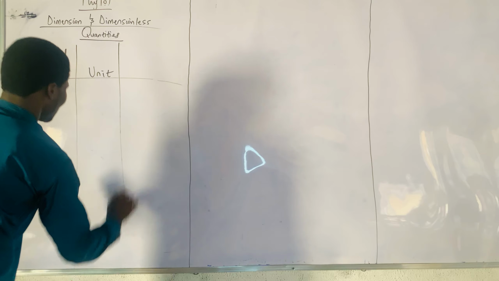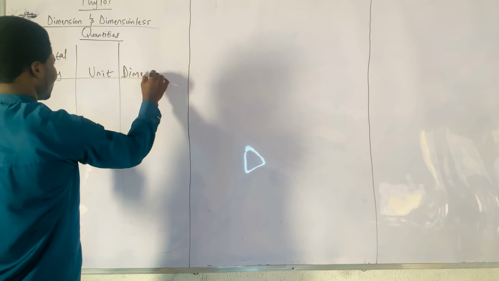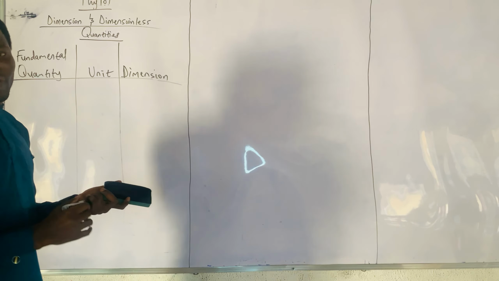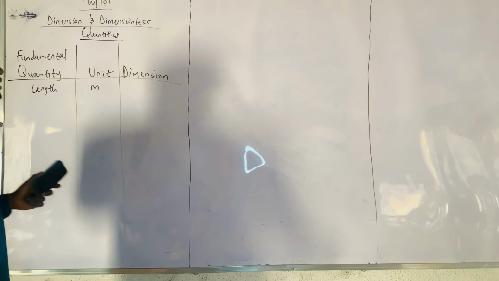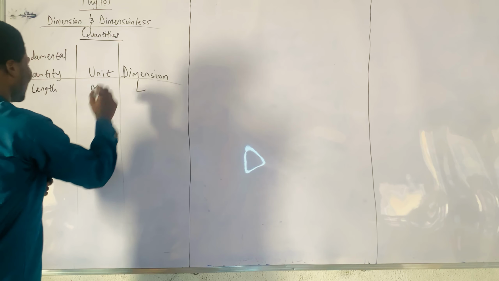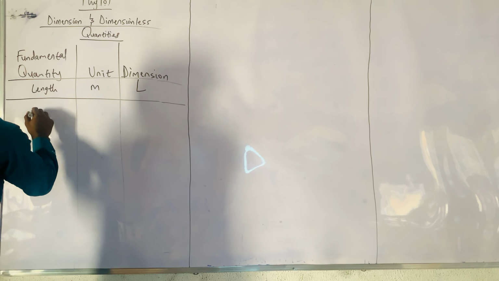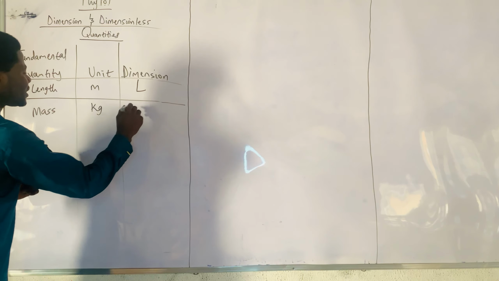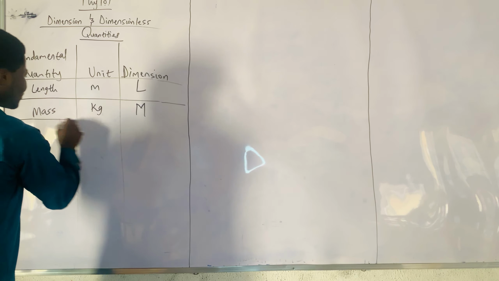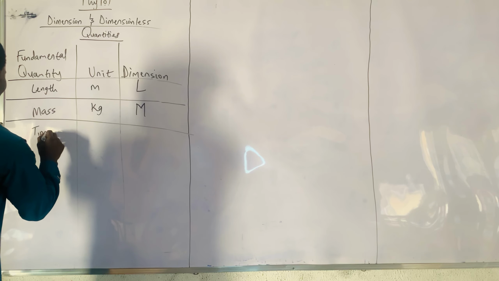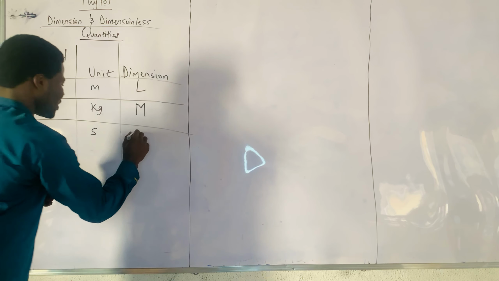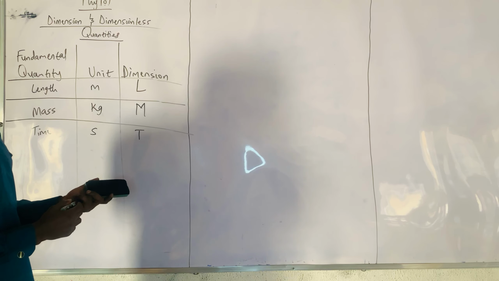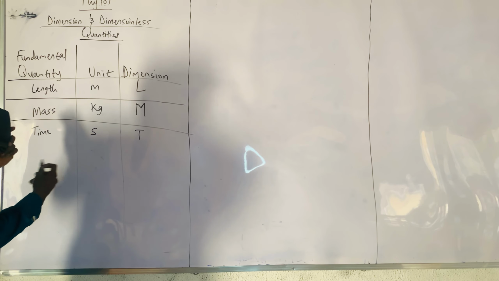Units and dimension. Remember, we said we have some fundamental quantities. Okay? We said we have length, whose unit is meter. Dimension of length is capital letter L. We have mass. Unit of mass is kilogram. Dimension is capital letter M. We have time, whose unit is seconds. Dimension is capital letter T. If you look at the first three, we make use of the capital letter of their initial, right?